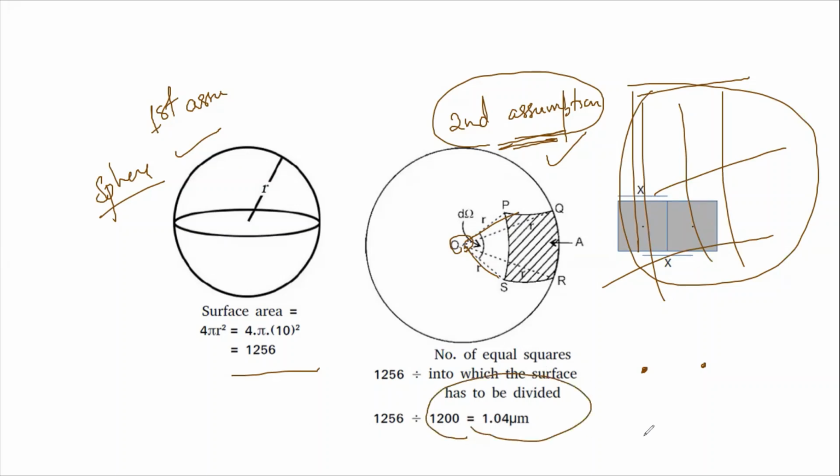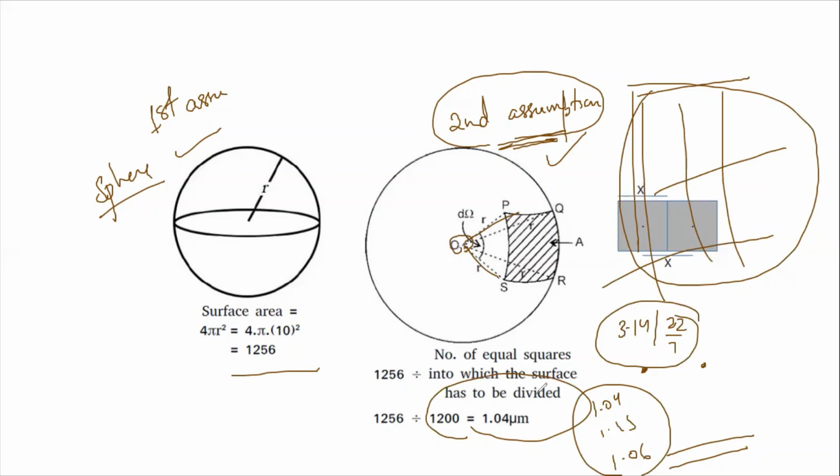So going around, everyone arrived at the same answer. It's just that 1.04, 1.15 or 1.06 is again based on the pi value. Whether you took 3.14 or 22/7 also matters. But of course you got that it is around 1 micrometer equidistance. It is present. Okay. Is it clear, Akshaya?